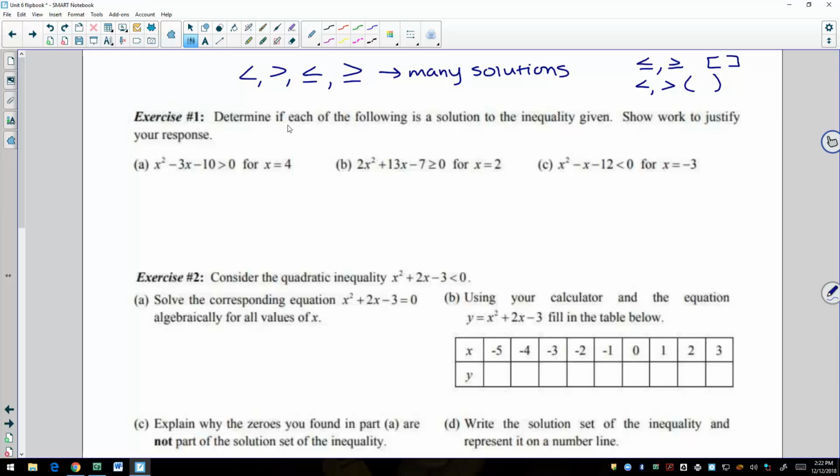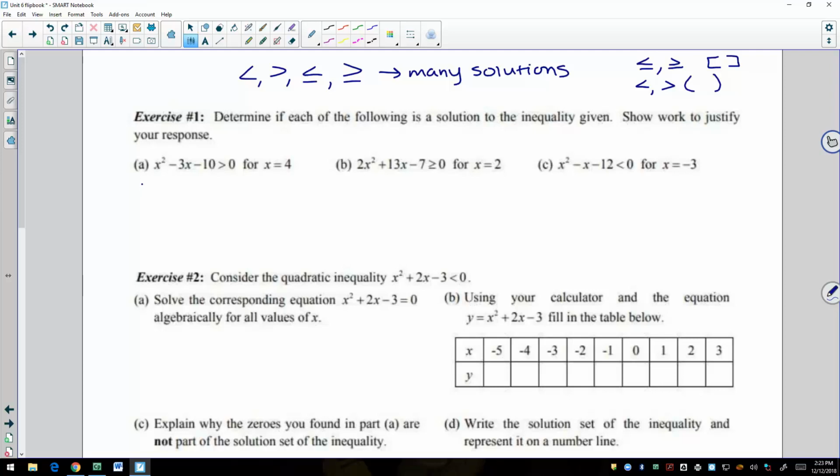they're asking us to do by testing whether or not certain x values work for a certain inequality. So this says determine if each of the following is a solution, and you've got to show your work to justify your yes or no answer. You can't just say yes or no. So to tell if a number works for that particular x, you're going to plug it in for x.